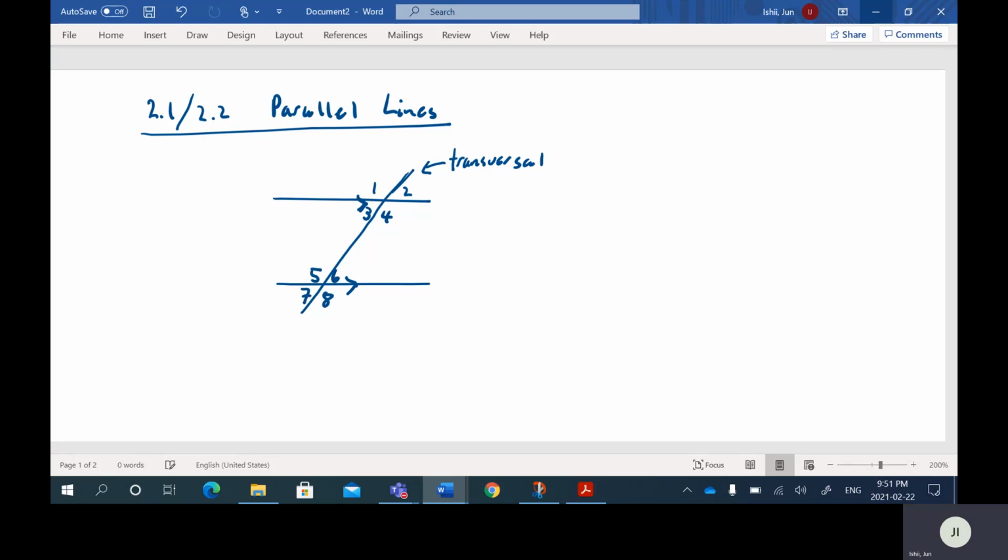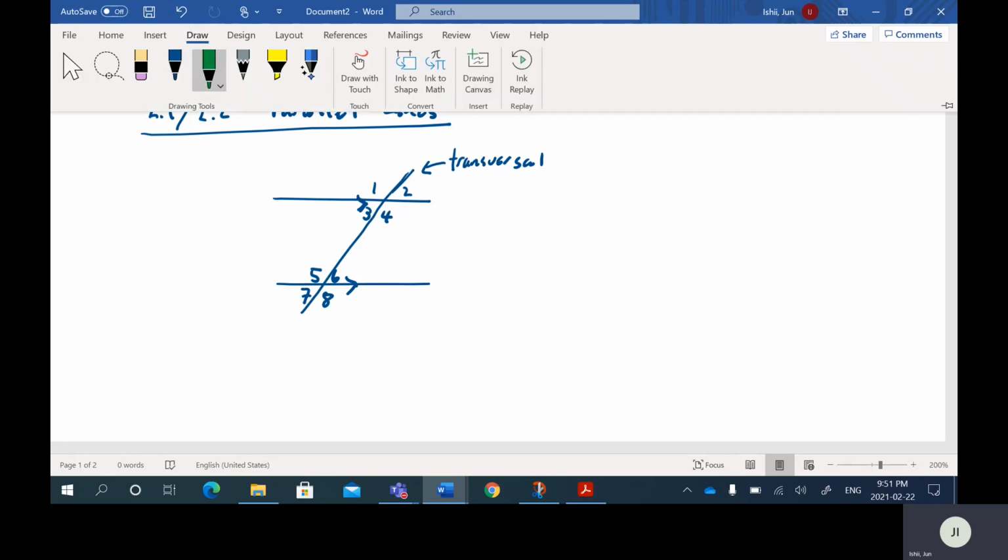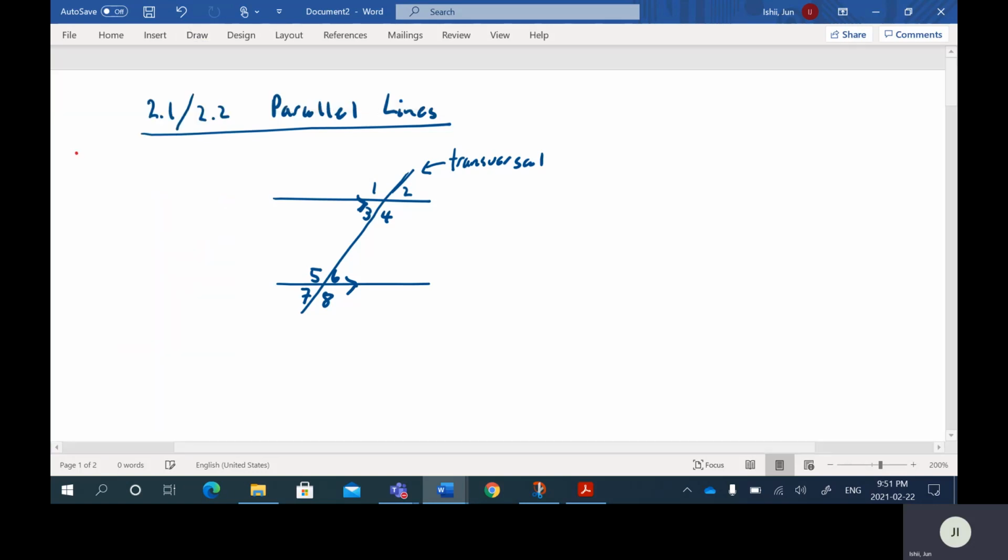Now, with the parallel lines and a transversal, we can see that some of these angles turn out to be equal to each other. The first set of angles that I want to show are equal are angle 3 and angle 6. These two angles will be equal to each other. You can see that perhaps they look like they're equal. As long as these two lines are parallel and you have a line that crosses, they will be equal.